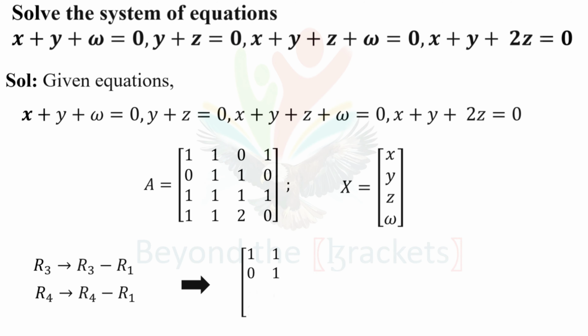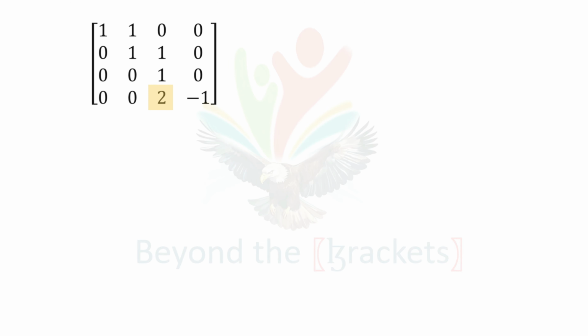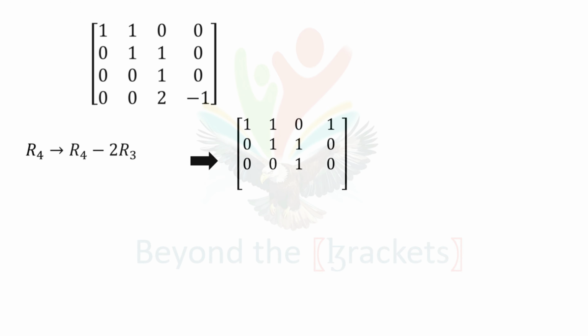After writing the first two rows, for the third row we get 1 minus 1, 1 minus 1, 1 minus 0, 1 minus 1. For the fourth row, 1 minus 1, 1 minus 1, 2 minus 0, 0 minus 1. Next step is to make this element 0 using R3. So the operation will be changing R4 as R4 minus 2R3. After writing the first three rows, for the fourth row we get 0 minus 0, 0 minus 0, 2 minus 2, minus 1 minus 0.